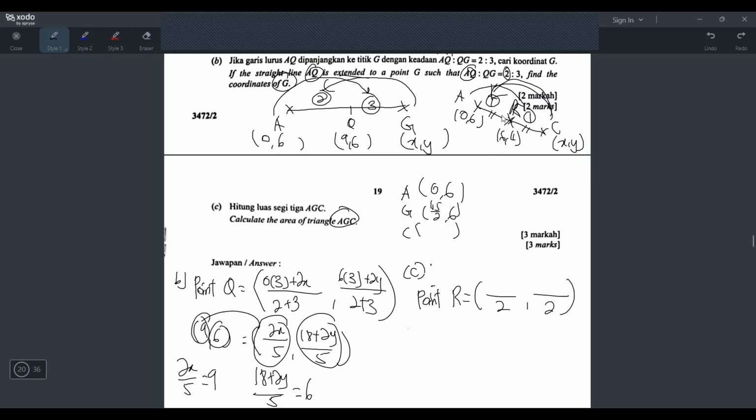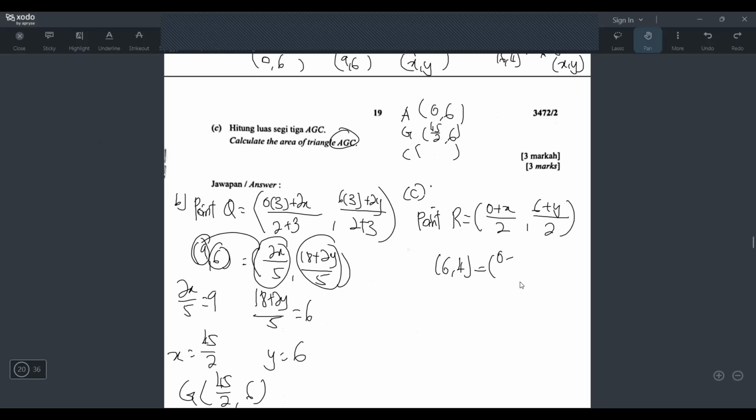So point A times 1, so 0 times 1, which is 0. 6 times 1 is 6, right? And that, 0 times 1, 6, 0, right? Okay, and then point C must also be multiplied by 1, so it'll be x times 1, y times 1. So plus x here, plus y here, right? And then point R is 6, 4, which is equivalent to 0. 0 plus x is x. So we can just write x here.